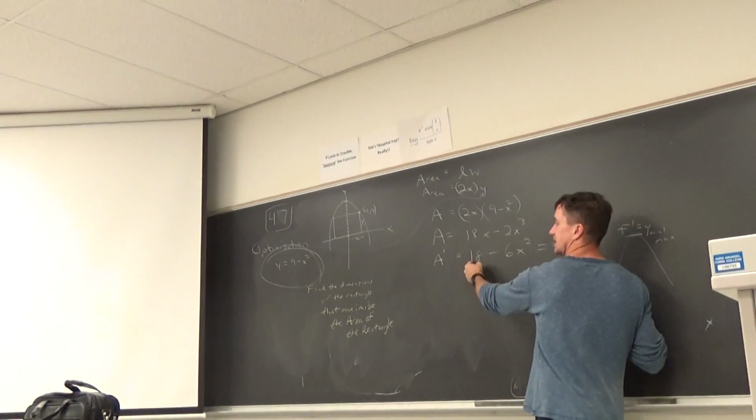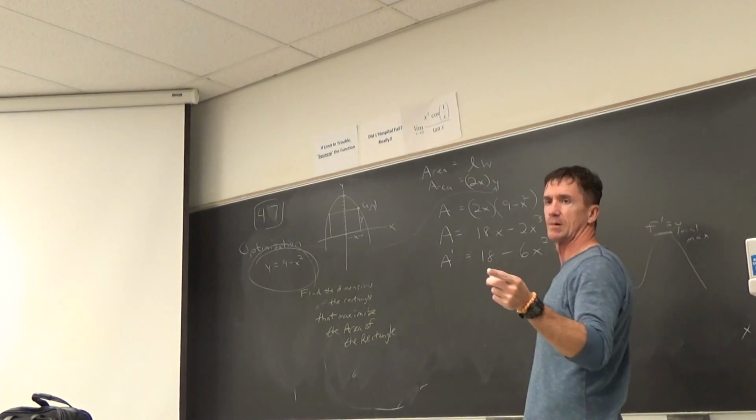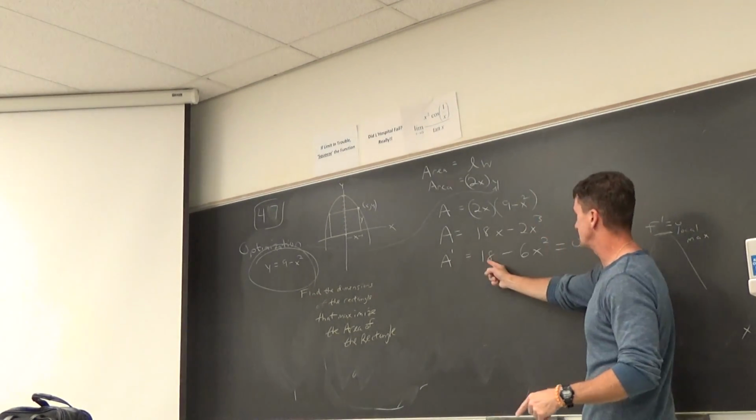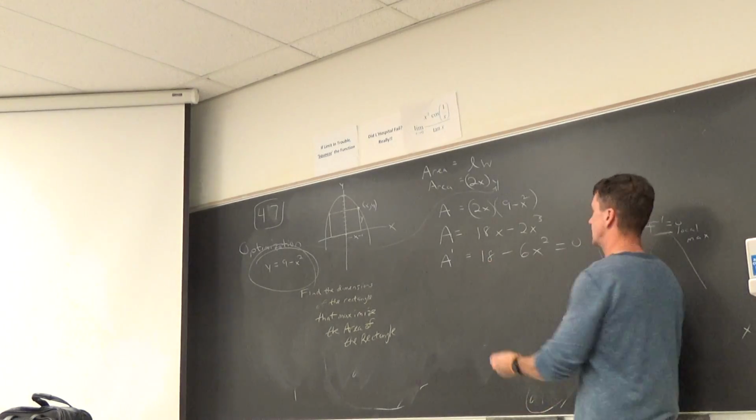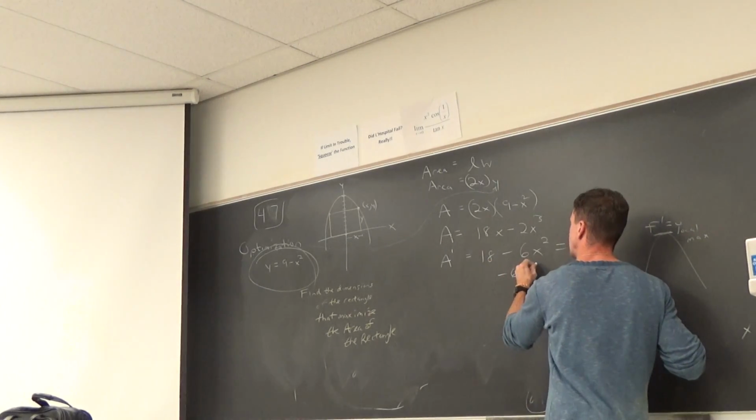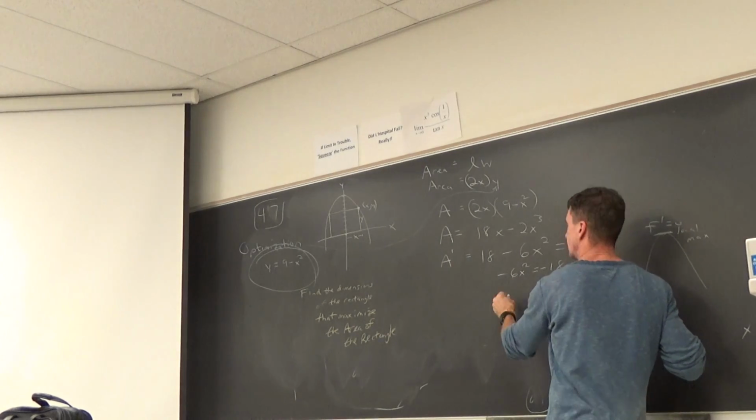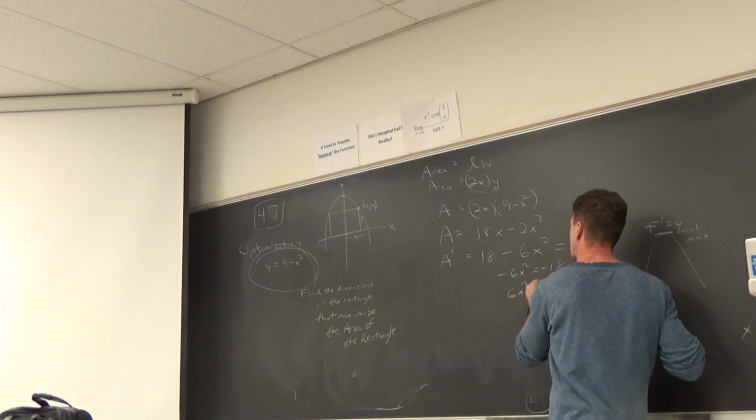So now, I'm thinking like before, I don't want to do quadratic form. So how about I subtract 18? And so you get negative 6x squared equals negative 18. Multiply a negative on both sides, I get 6x squared equals 18. Divide by 6, I get what?